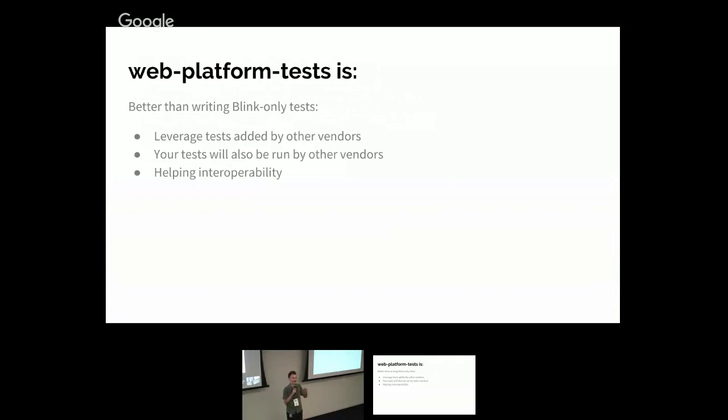It's a cross-browser effort, so it has buy-in from all the major browser vendors. And this is the reason why it's really useful for people contributing to Blink to know about, because by using the web platform tests rather than just the Blink layout tests, we can leverage tests that are added by other people. And by improving and modifying and adding tests in web platform tests, we can encourage interoperability and move the web platform forward.